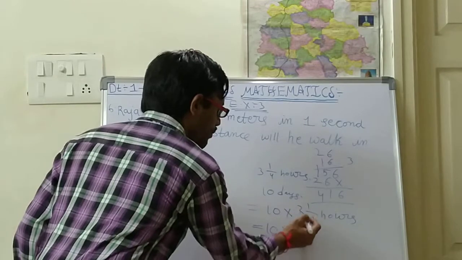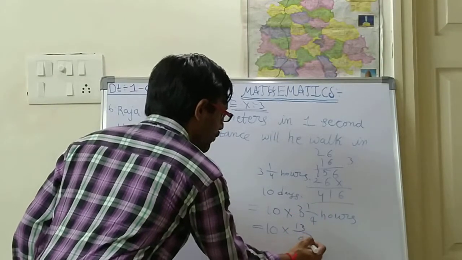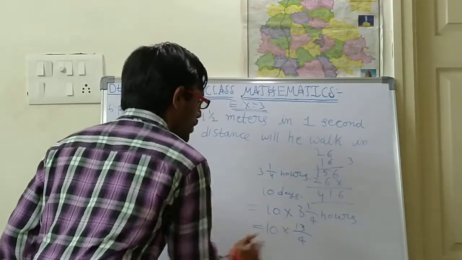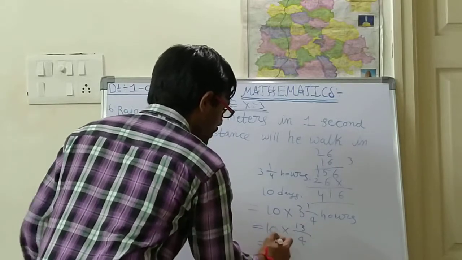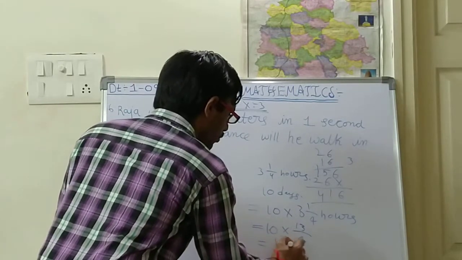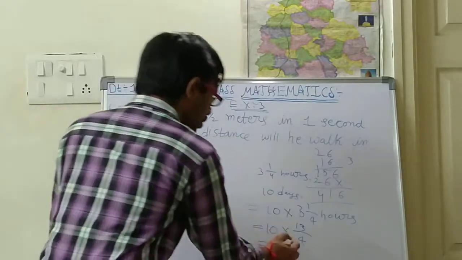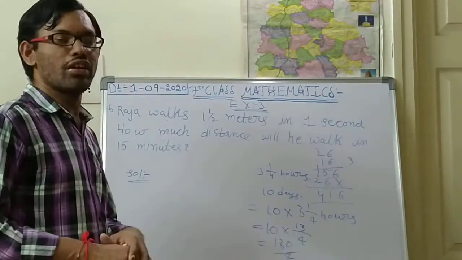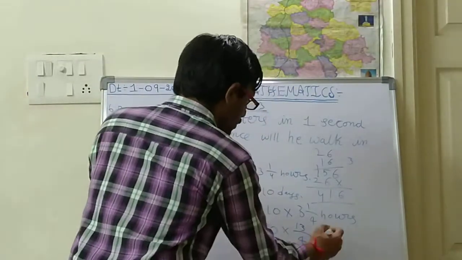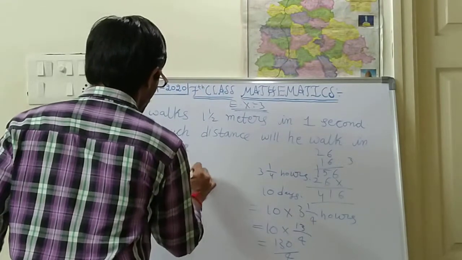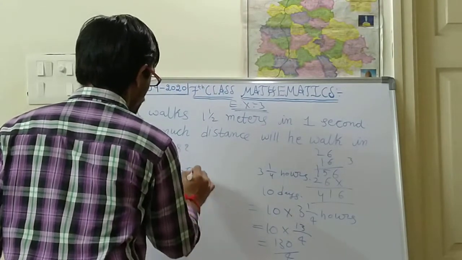4 3s are 12, plus 1 is 13. 13 by 4. Okay. So 10 into 13/4. 10 into 13 is 130. 130 by 4. Okay. So 130/4, both will be going in the 2 table, so cancellation should be done. Okay. 130/4. 2 2s are 4.